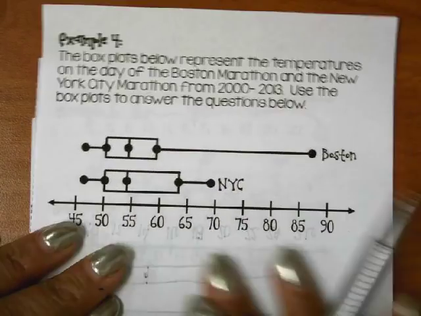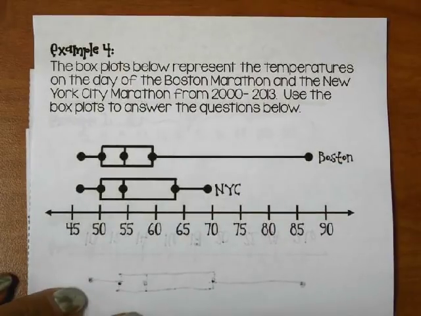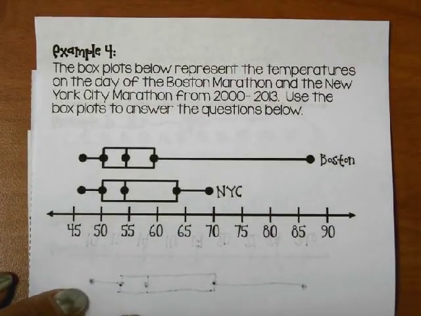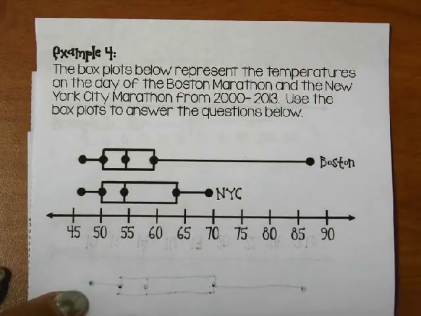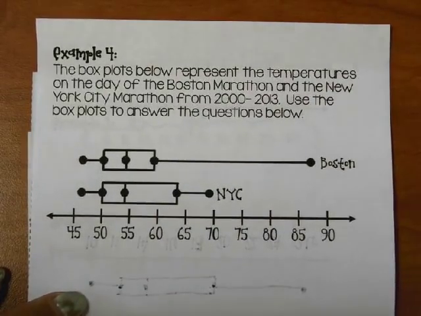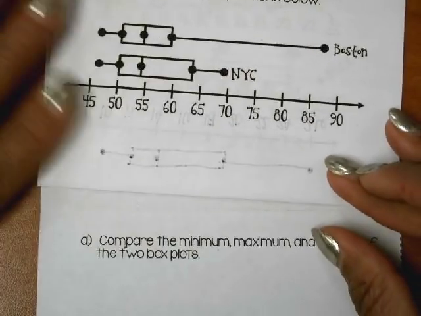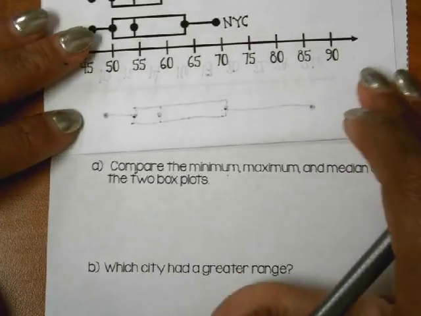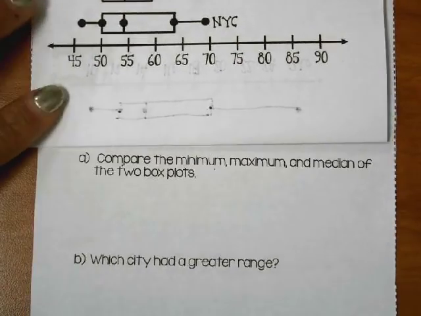Okay, going on to example 4. It says the box plots below represent the temperatures on the day of the Boston Marathon and the New York City Marathon from 2000 to 2013. Use the box plots to answer the questions below. Okay, so part A says, compare the minimum, maximum, and median of the two box plots.